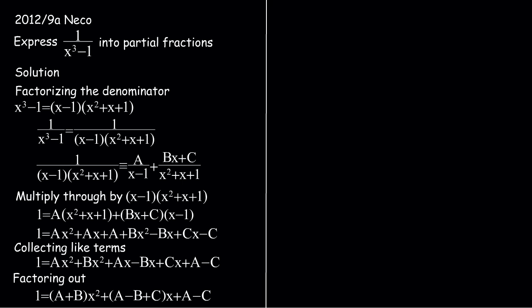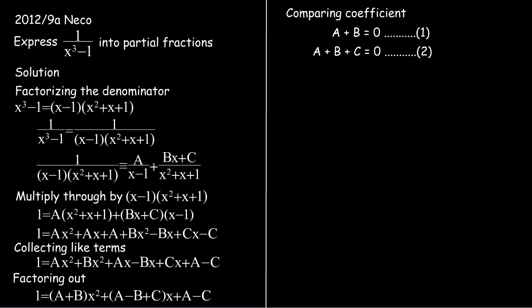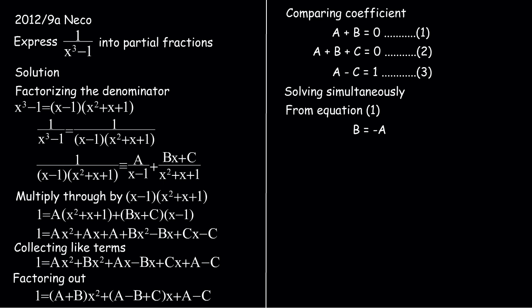c. And comparing our coefficient on the left and on the right hand side, we can see that a plus b is equals to 0, a plus b plus c is equals to 0, and a minus c is equals to 1. This is going to be our equation 1, equation 2, and equation 3, and we are going to be solving simultaneously. Now solving simultaneously, from equation 1, b will be equals to minus a.